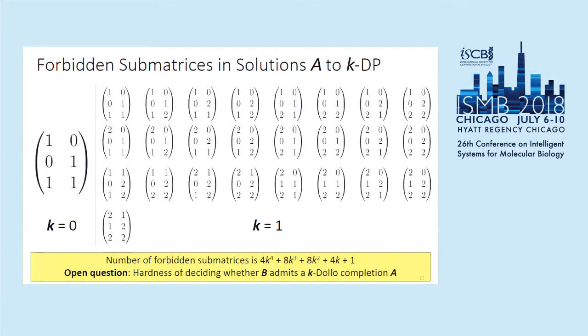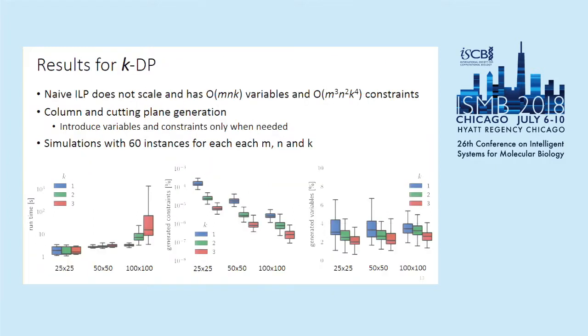And this number increases in the order of k to the 4th. So a simple brute force approach wouldn't work already. And this is actually a big open question: I don't know what the hardness is of deciding whether an arbitrary binary matrix can be resolved, such that the zeros can be resolved without any of these forbidden matrices. So that's contribution 1. We have this complete combinatorial characterization of the solution space.